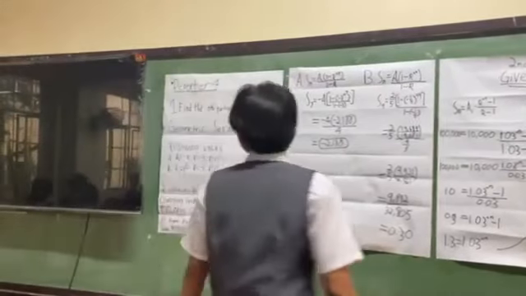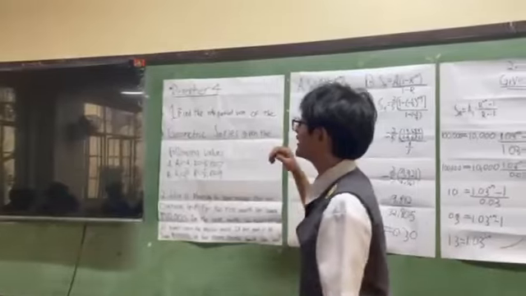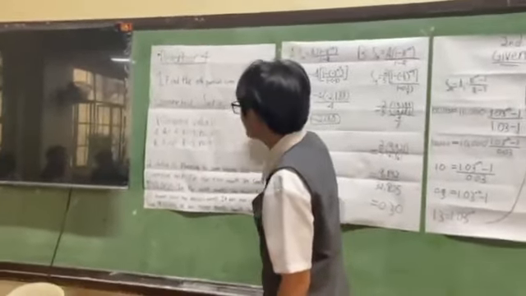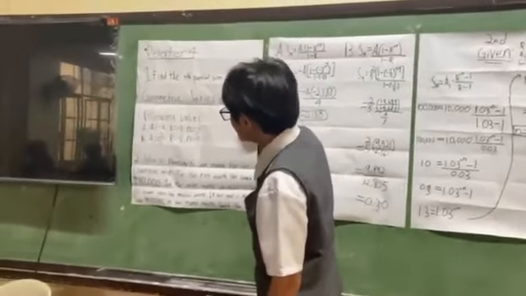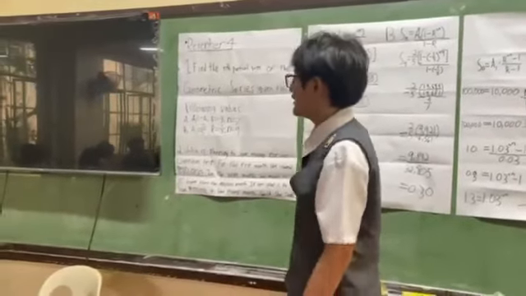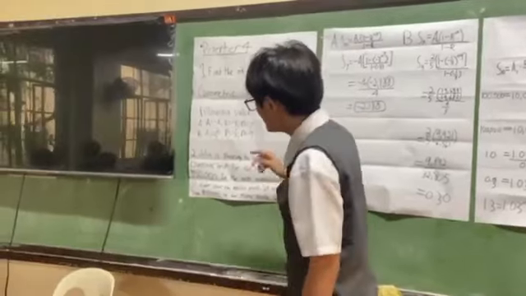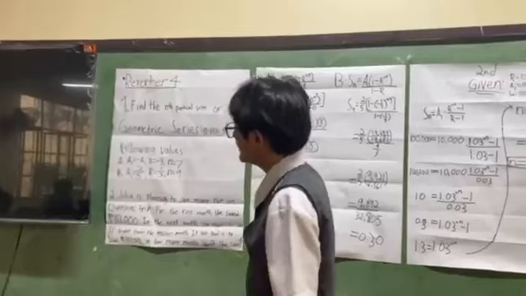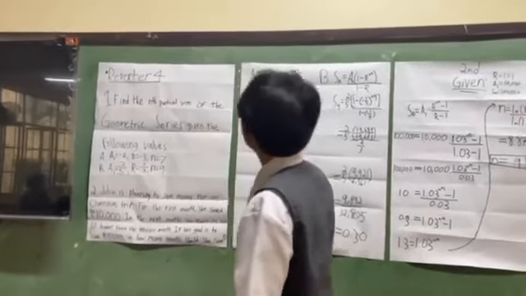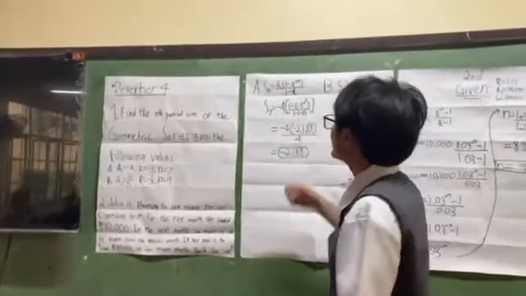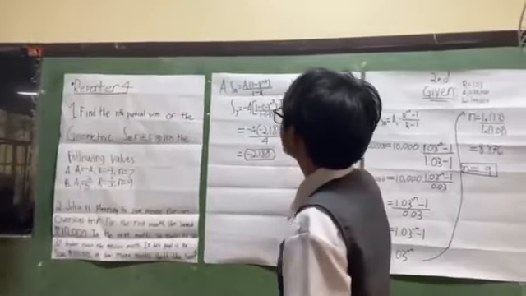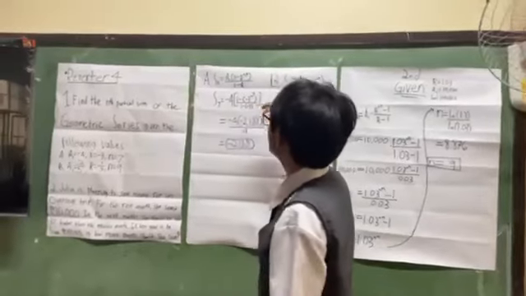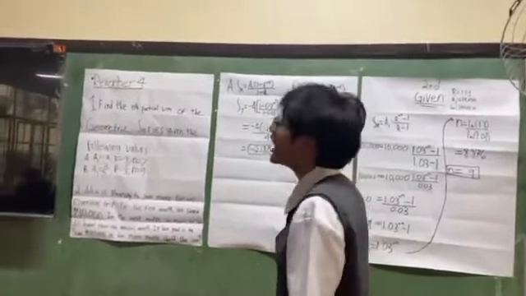Now, to answer this question, we are going to read the first question. Number 1, find the n-th partial sum given the following values. Letter A: a sub 1 is equal to negative 4, r is equal to negative 3, n is equal to 7. The formula I use is S sub n equals a sub 1 times 1 minus r to the power of n, divided by 1 minus r.